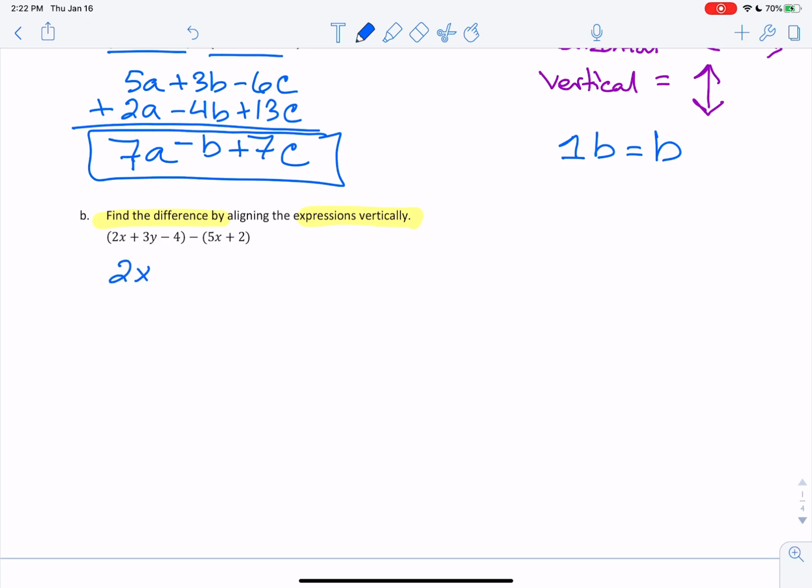We have 2x plus 3y minus 4. And now we're going to subtract that whole second part. So 5x is going to go under the 2x. There is no 3y, so I'm just going to subtract 0y, and then minus 2.